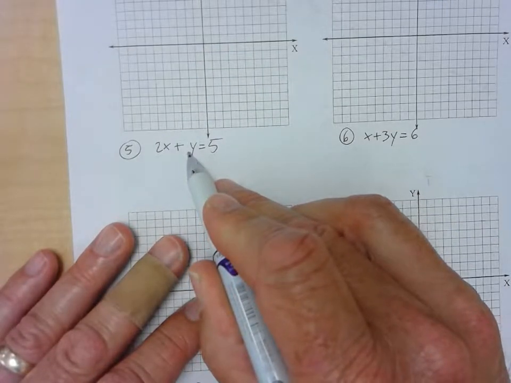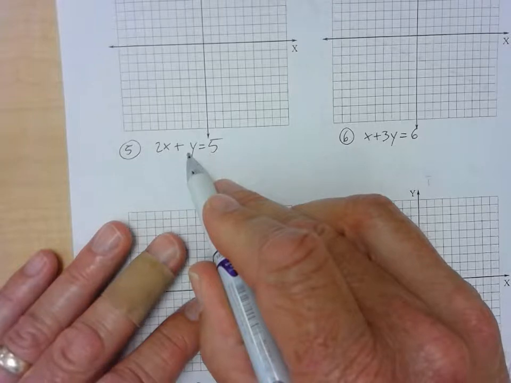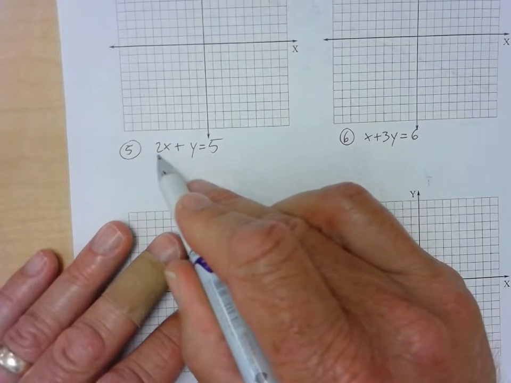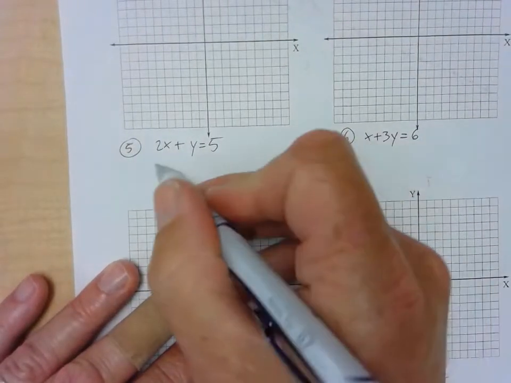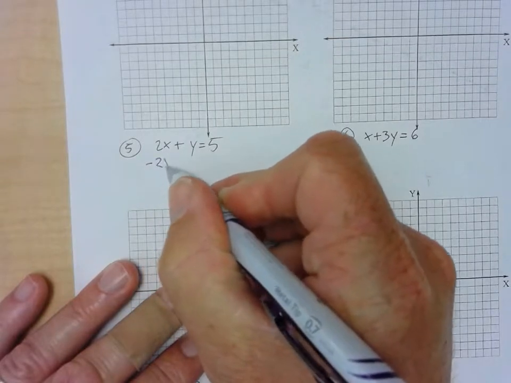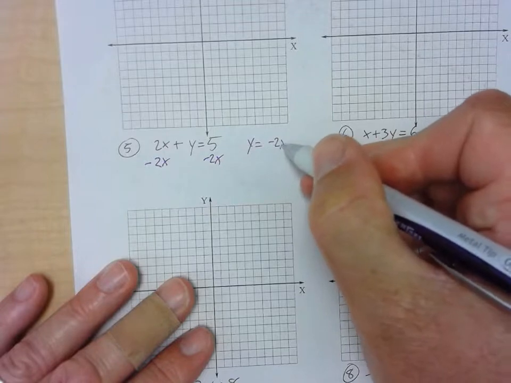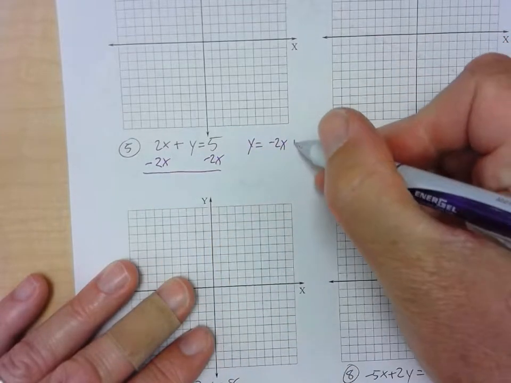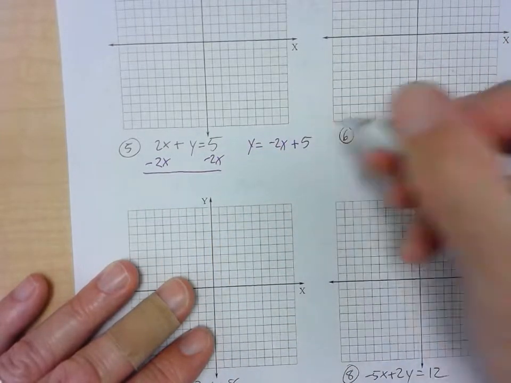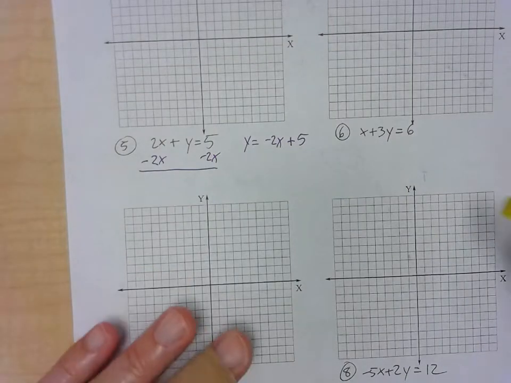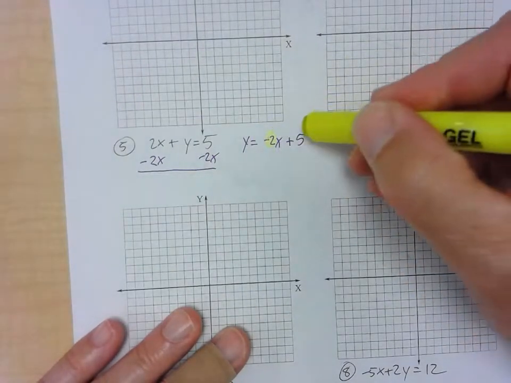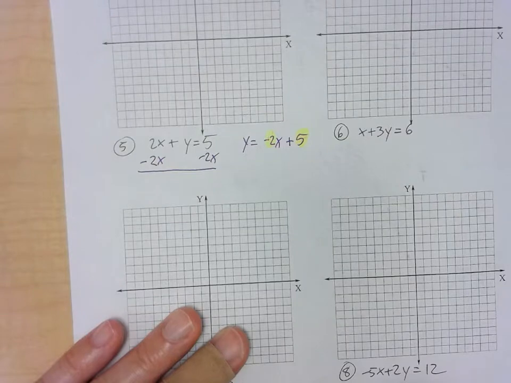So I can get y by itself really easily because I only need to do one thing, and that's move this x over. So I'm going to subtract the 2x over. So I get y is equal to negative 2x plus 5. And so I can see the two parts: there's my slope and my y-intercept.